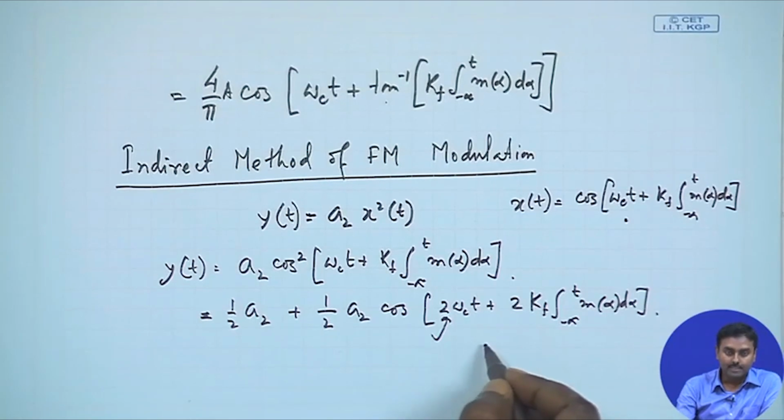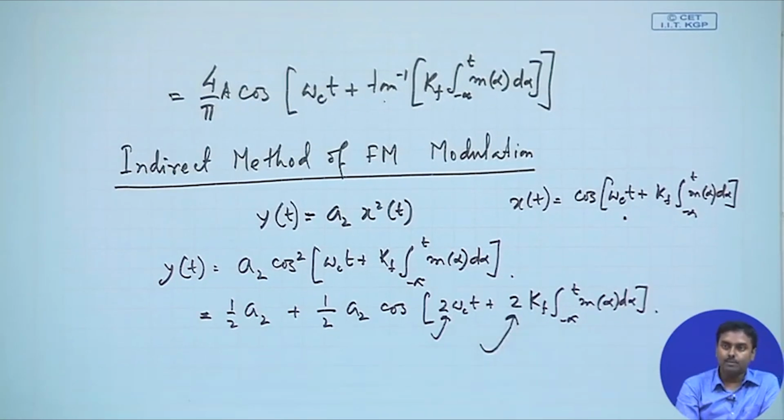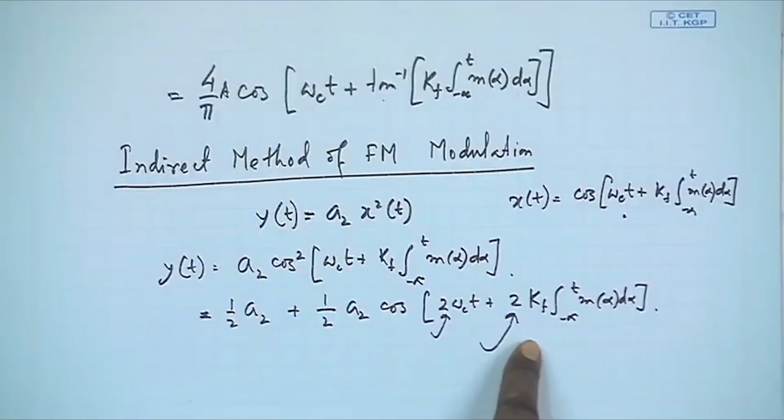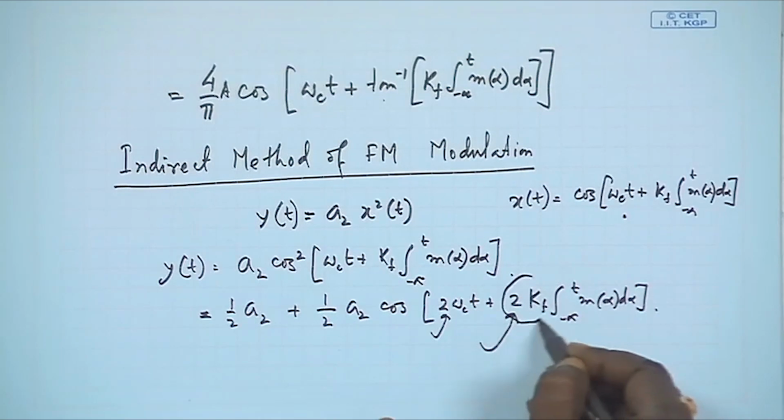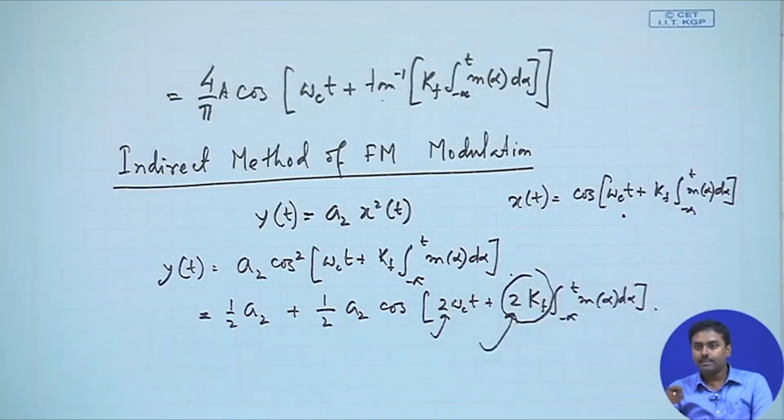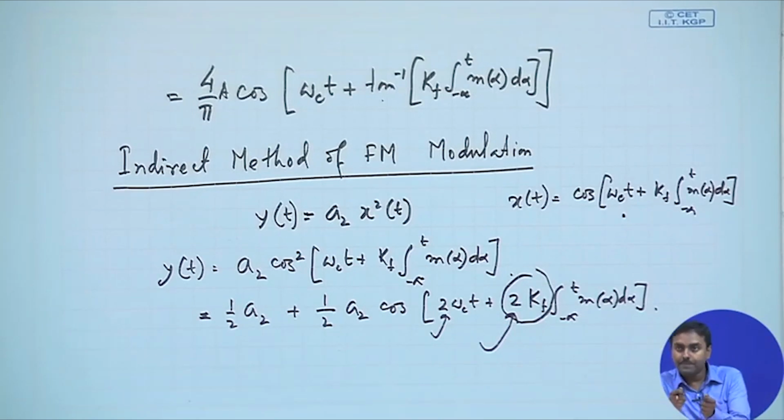But what was desired was this 2 factor which has come over here. Why is this desired? Because now we are going from narrowband FM to wideband FM. That means the frequency deviation has to be increased. So, this will effectively increase the kf, and instead of kf it will become 2 kf. That means the deviation has become double. Whatever deviation I was having earlier in the narrowband FM is becoming double.